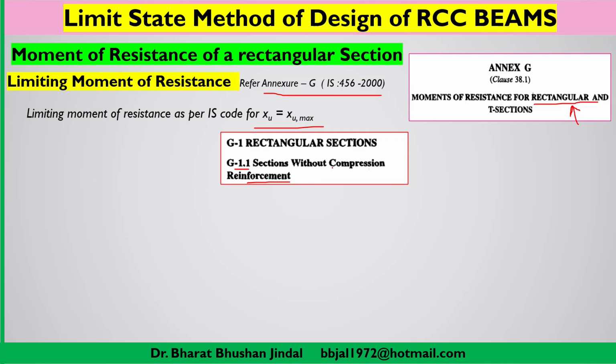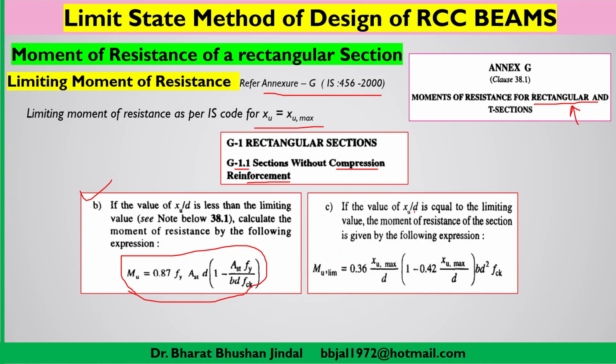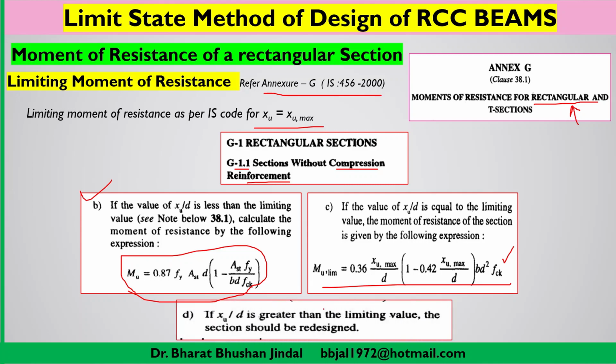So no need to worry, this is a singly reinforced section. The very first point is that the code is saying that if the value of Xu by d which you are calculating is less than the limiting value, then you can calculate the ultimate moment of resistance by this formula. And if the value of Xu by d is equal to the limiting value, then this formula can be used to calculate the limiting moment of resistance. And if your Xu by d is greater than the limiting value, then your section needs to be redesigned.